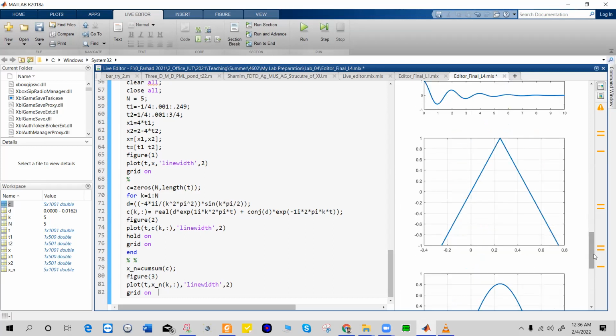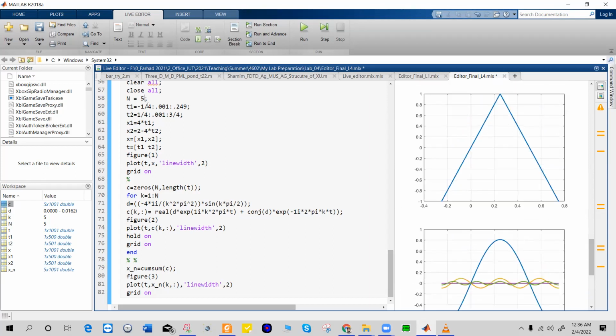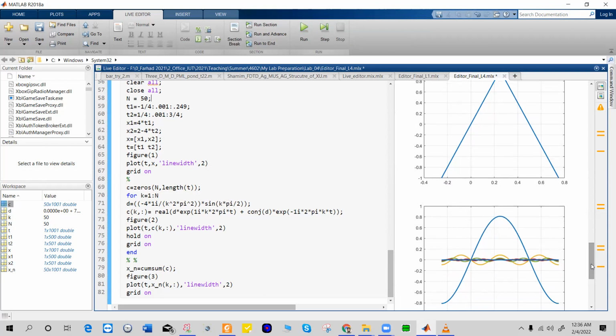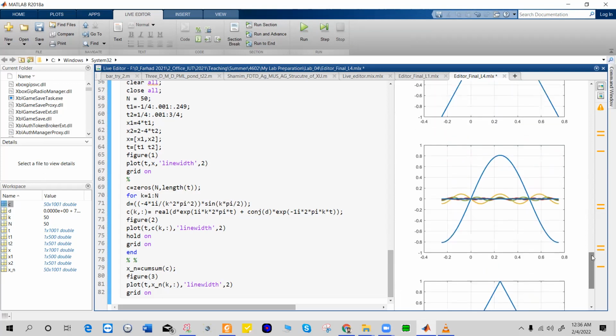This is not matching because we have considered few samples. If we consider more frequency components, then you will see that xt and xt prime are very much similar. So we are considering more and more frequency components, and you can see that xt prime and xt are almost similar.